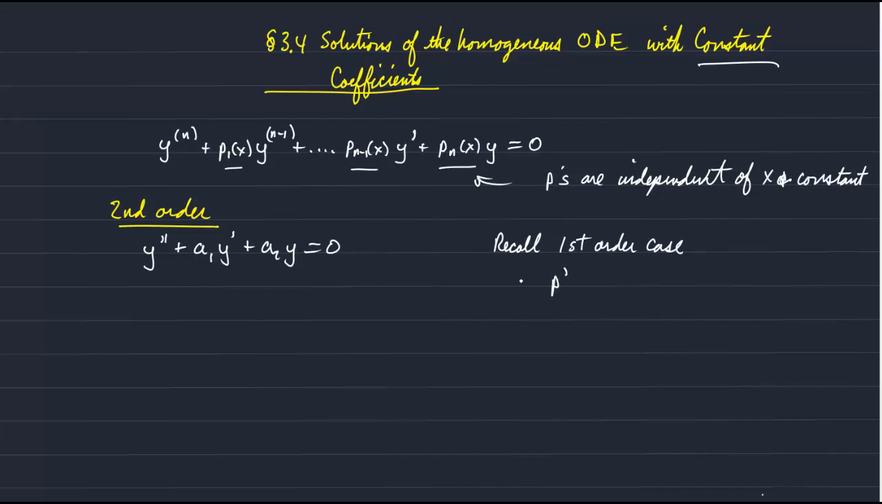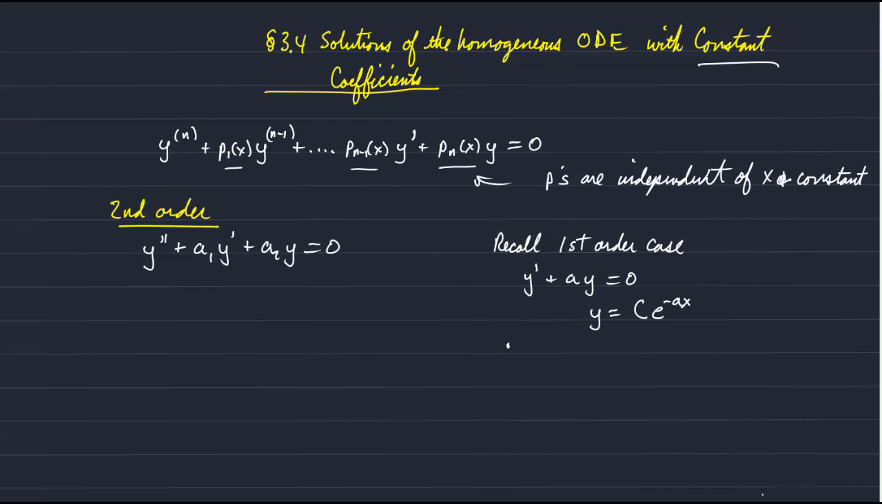Say y prime plus a times y is equal to 0. And this you can easily solve now, hopefully, and you should get the solution y is equal to c e to the minus ax. And so you'll notice that the homogeneous case for the first order ODE had a solution that had an exponent in the solution. So if this is true for first order, we might hypothesize that exponentials are part of the solution for second and higher order solutions.